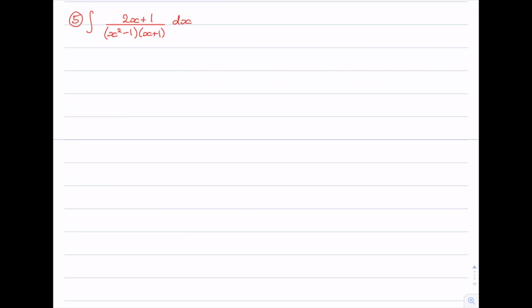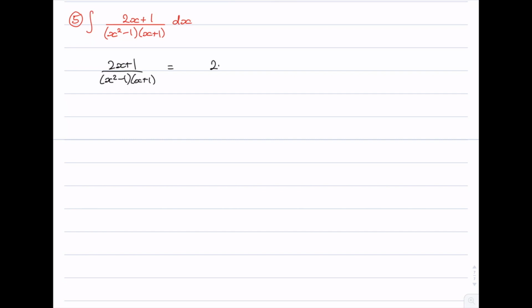So our second example is looking at the integral of 2x plus 1 over x squared minus 1 times x plus 1. Before we do a partial fraction decomposition here, we need to have our denominator completely factored. So if we look at our denominator, let's write it: 2x plus 1 over x squared minus 1, x plus 1.